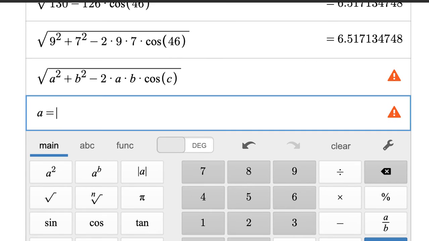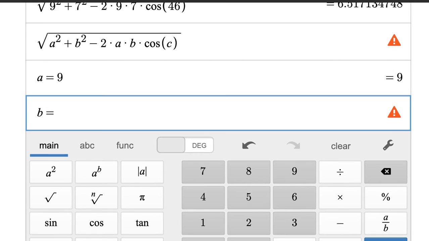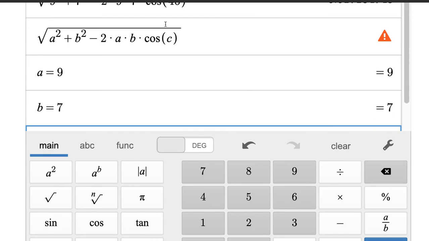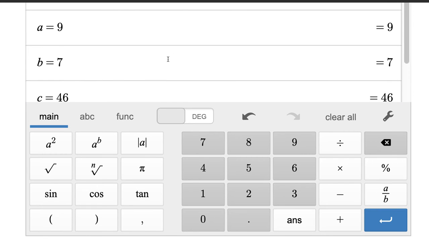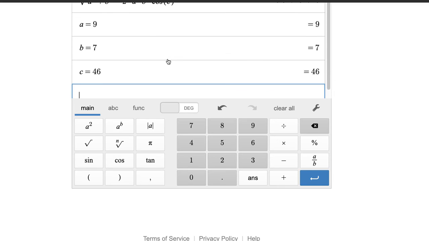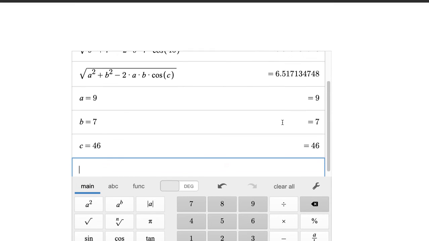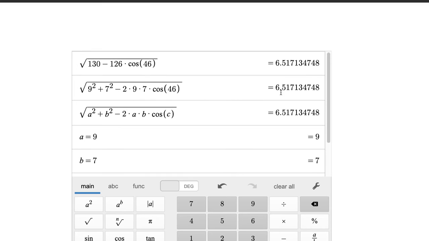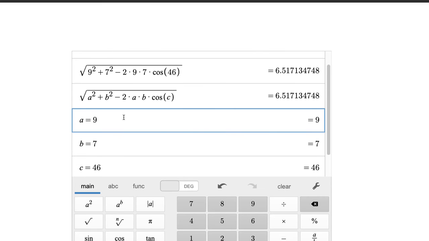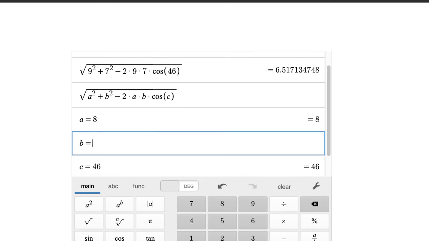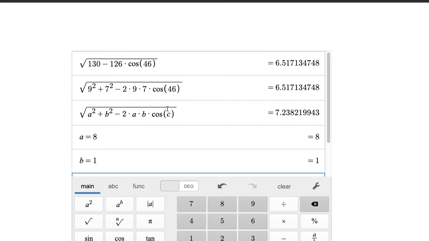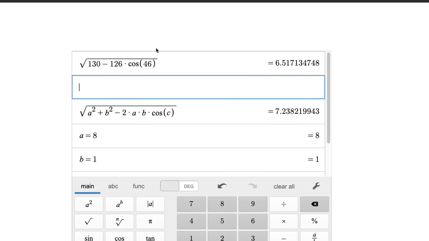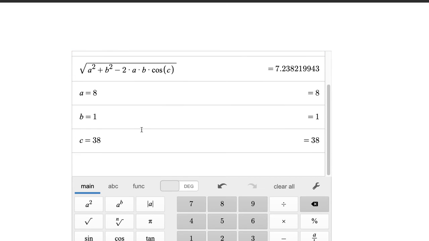If I have a is equal to 9, b is equal to 7, and c is equal to, what was our angle? 46. I can leave it, and it's kind of hard because I zoomed in so much, but if I zoom out a little bit, I can enter, so all these are the same answer, right? I can enter any numbers I want in here, change that to 8, and I have a new answer. Change that to 1, I have a new answer. Change this angle to 38, and I have a new answer right here, all in one line. I don't even need these other lines. I can get rid of them. Those are inferior to the ones that I'm writing. I can change these numbers, and my equation works either way.